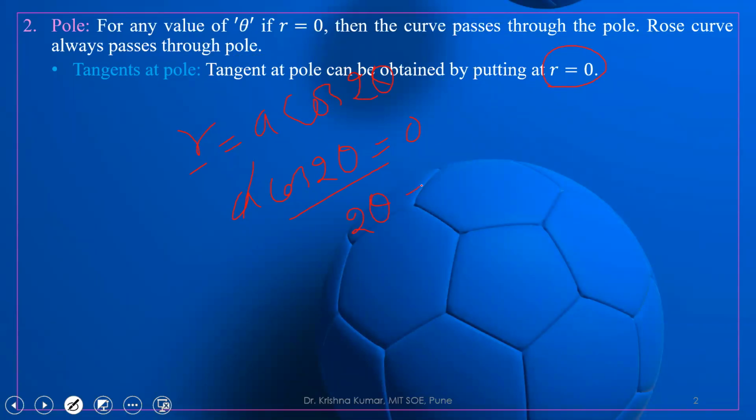So again, 2 theta is an odd multiple of pi by 2: pi by 2, 3 pi by 2, 5 pi by 2, 7 pi by 2, 9 pi by 2, and so on. Now these are the tangents with theta equal to what? Pi by 4, 3 pi by 4, 5 pi by 4, 7 pi by 4, and so on are the tangents at pole.